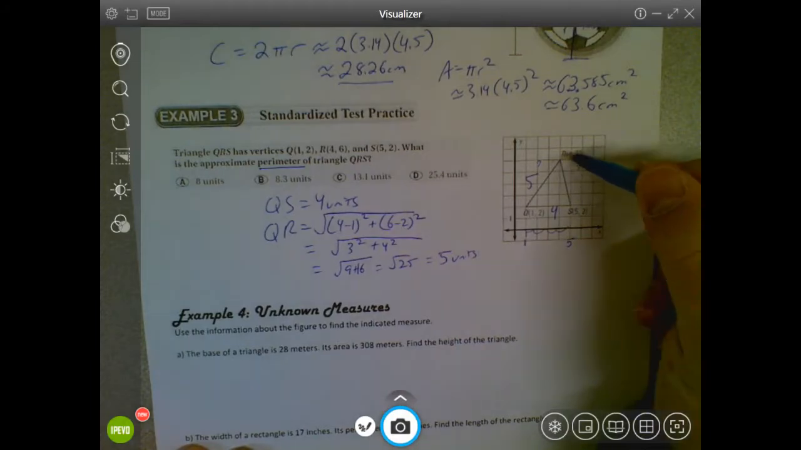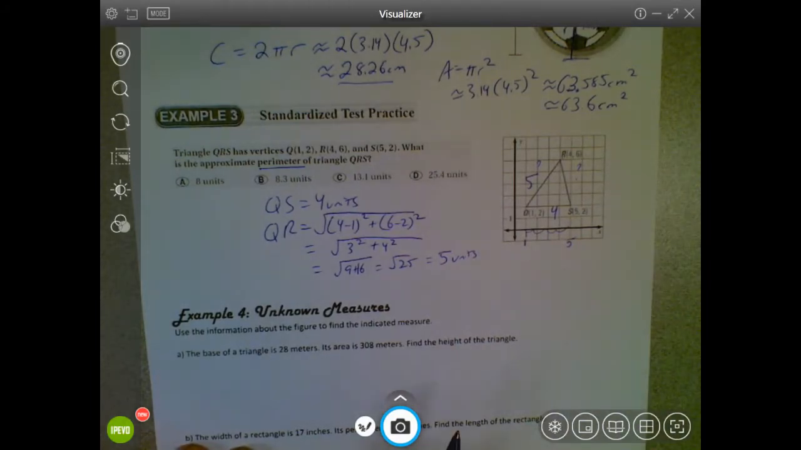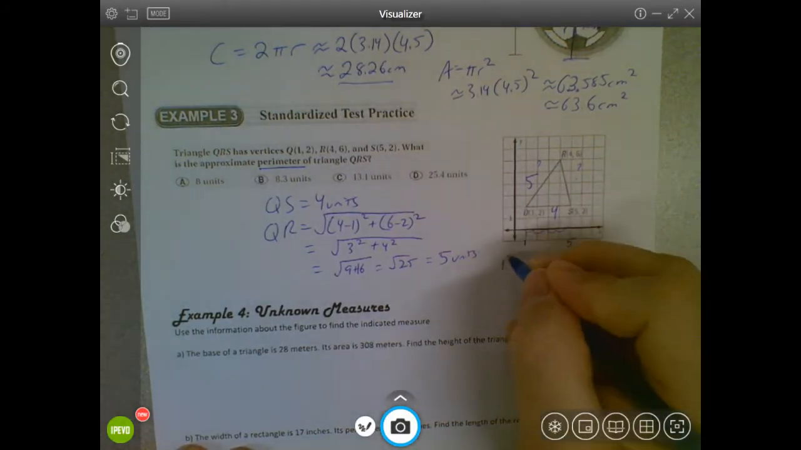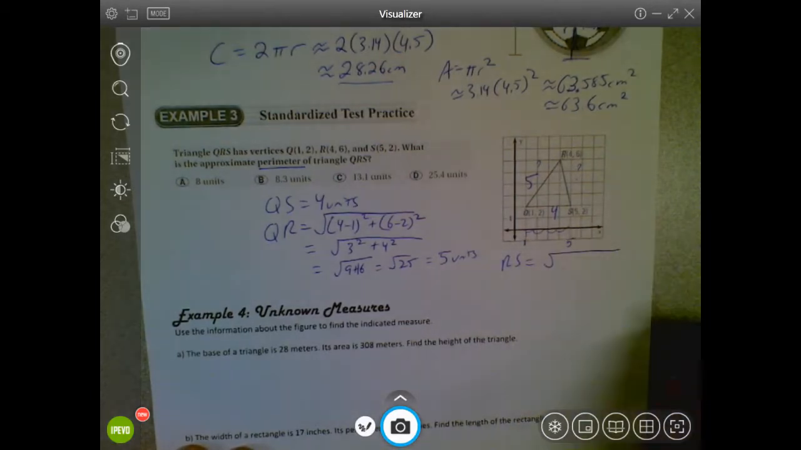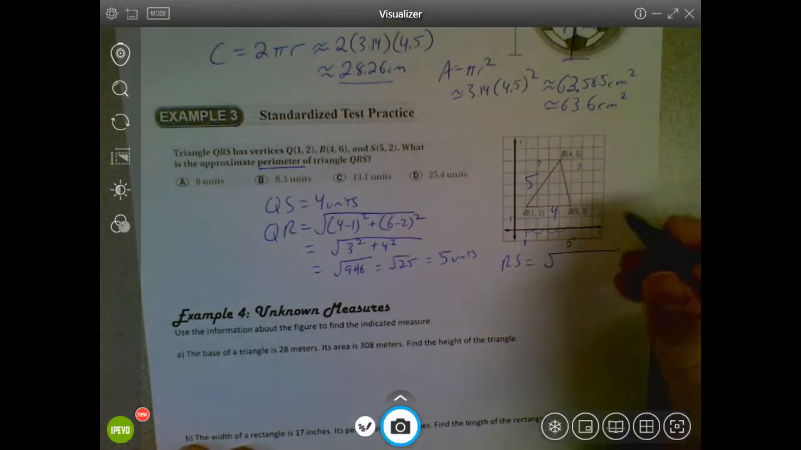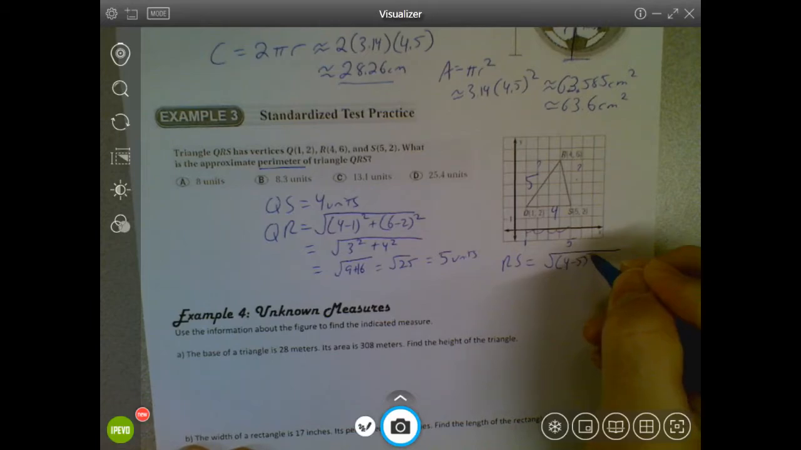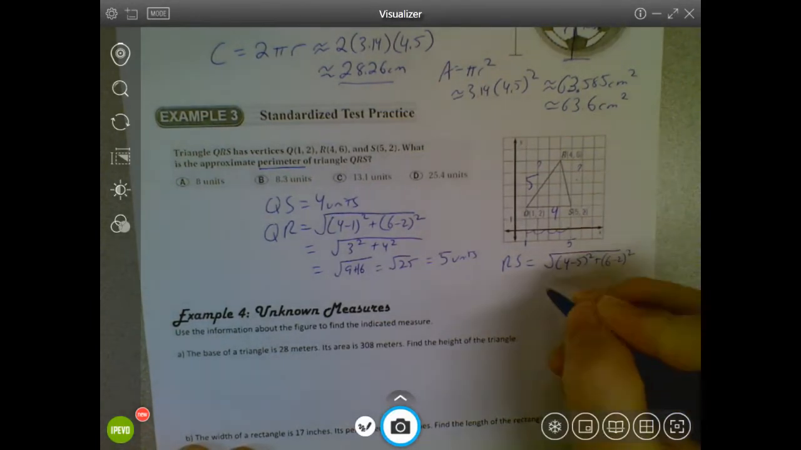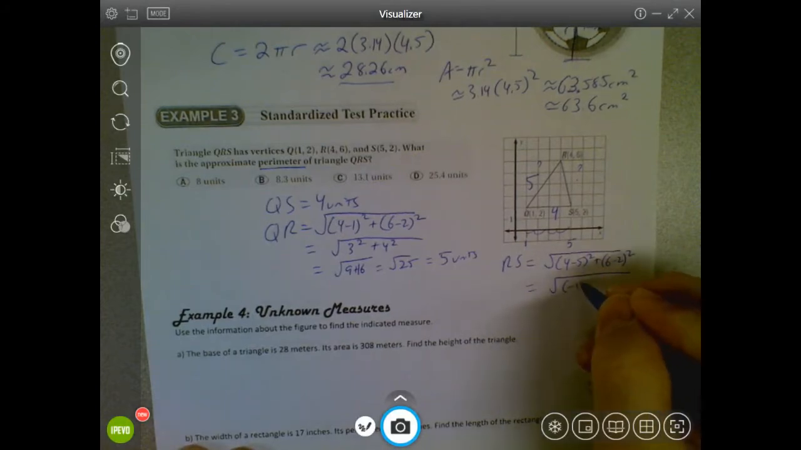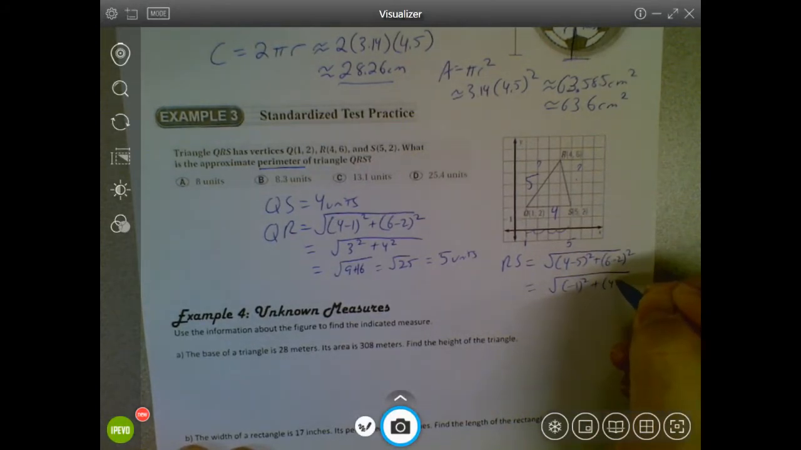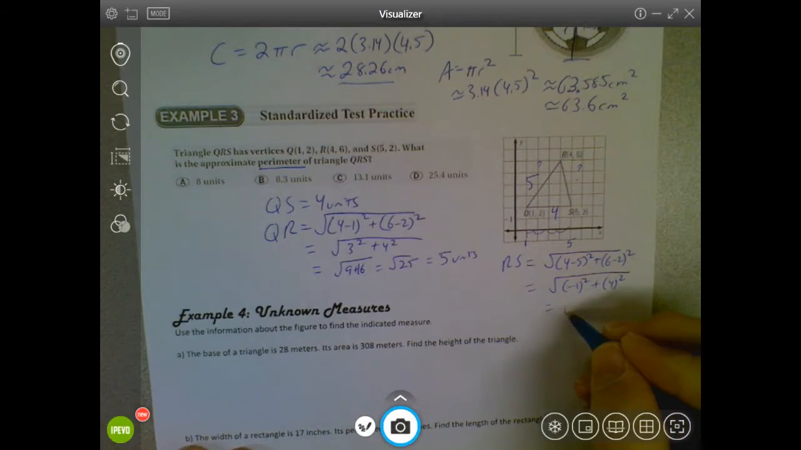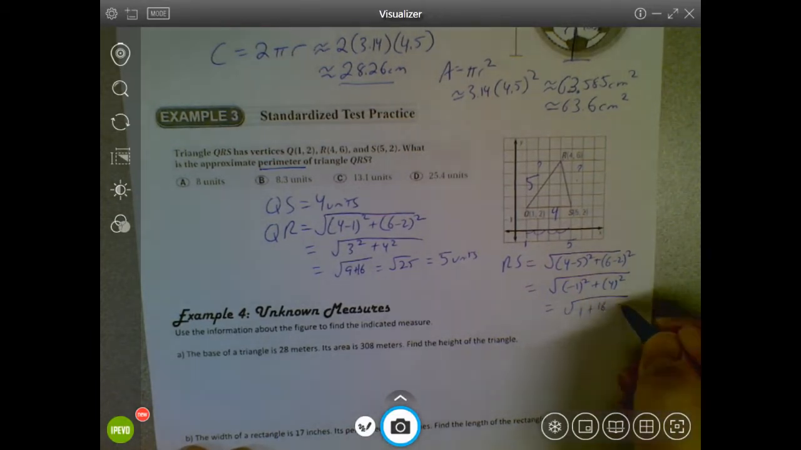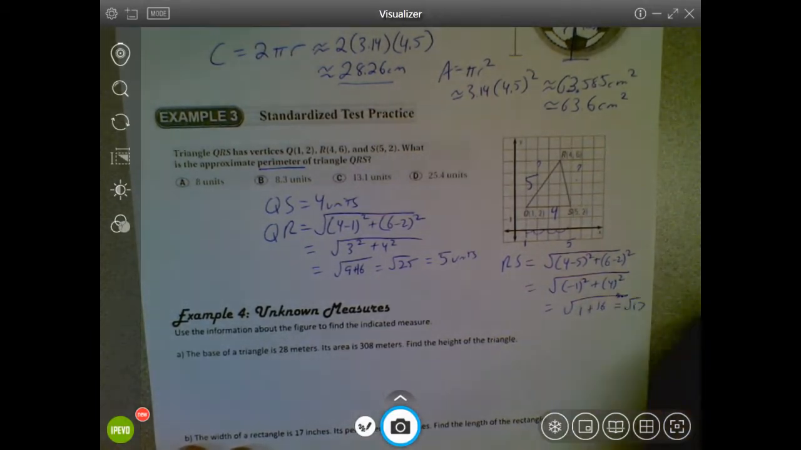If I can just get from R to S, I think we can figure out our perimeter. So from R to S, I'm going to do the distance formula again. 4 minus 5 squared plus 6 minus 2 squared. So this becomes negative 1 squared plus 4 squared. Negative 1 squared is 1. 4 squared is 16. I get the square root of 17.